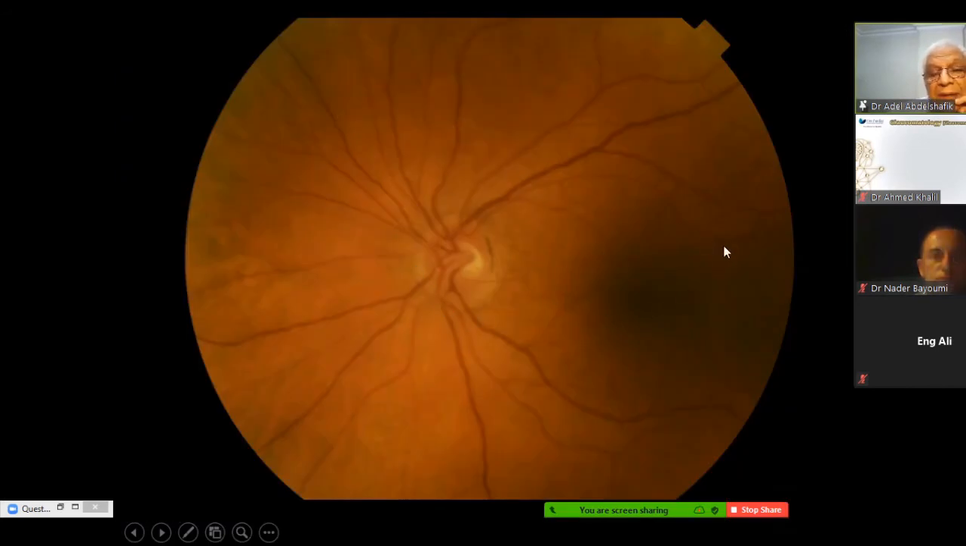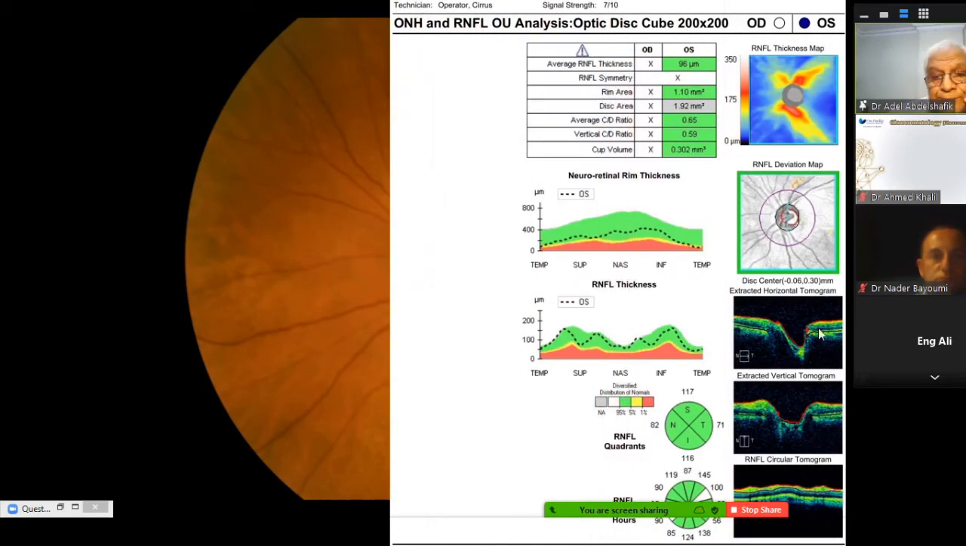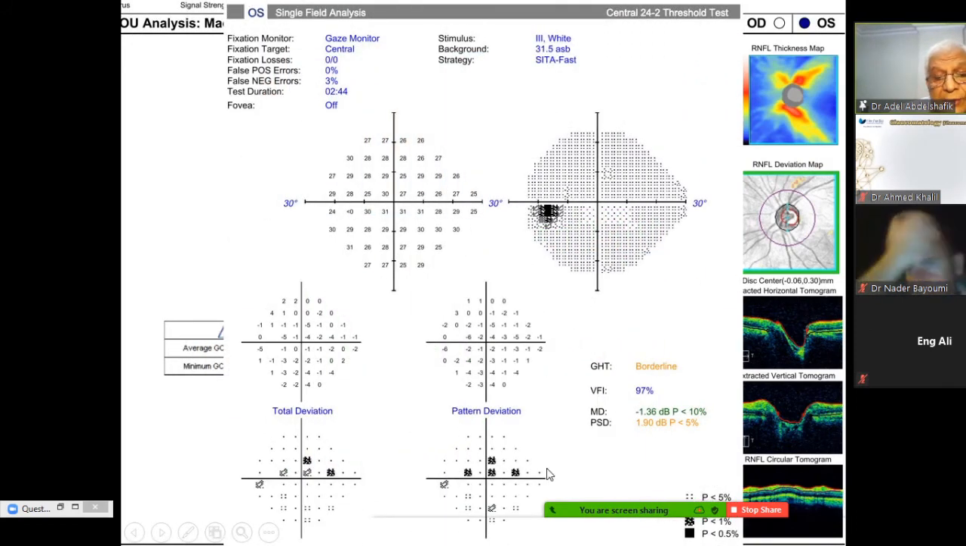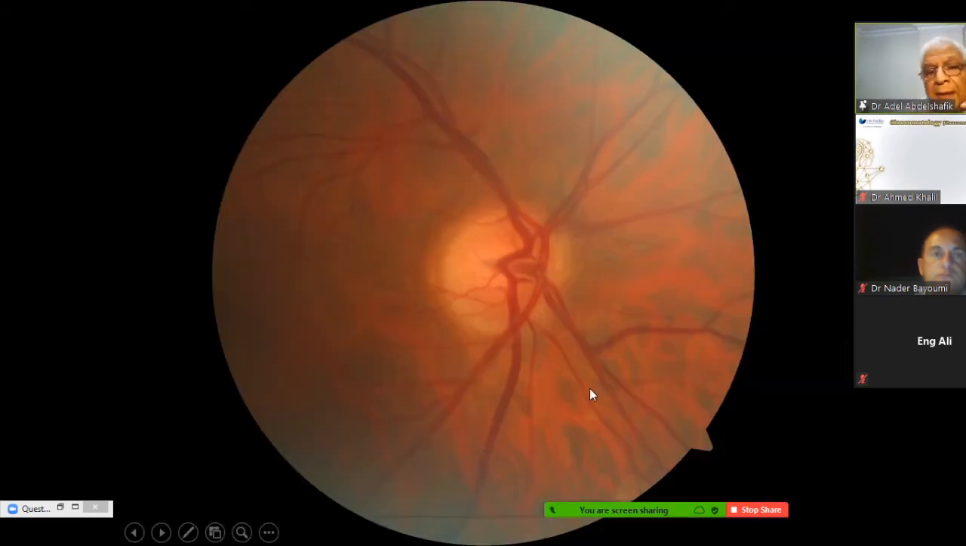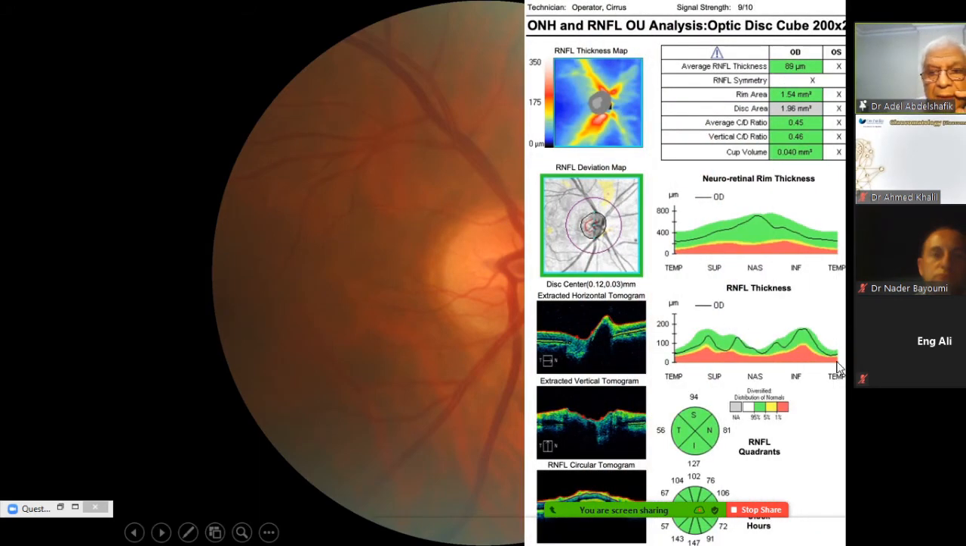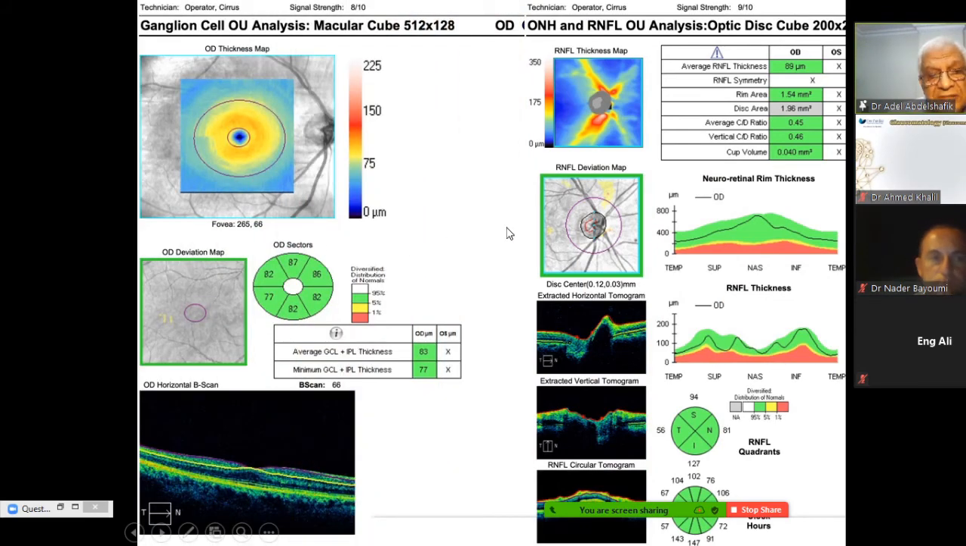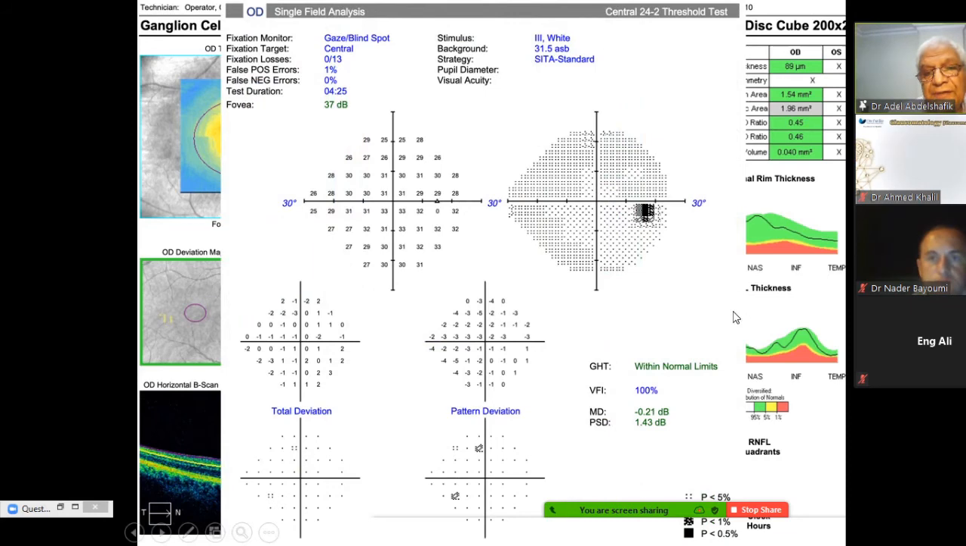Another example, the disc looks normal, OCT is fine, macula is fine, field is okay, but as you notice here, you get some changes and you have borderline, so this is a query. You need to repeat the field to keep an eye, just to be sure. If the second time the field is normal, then you are safe. For me, this looks like there might be something here, but it is fine here. OCT is okay, no changes in the field.